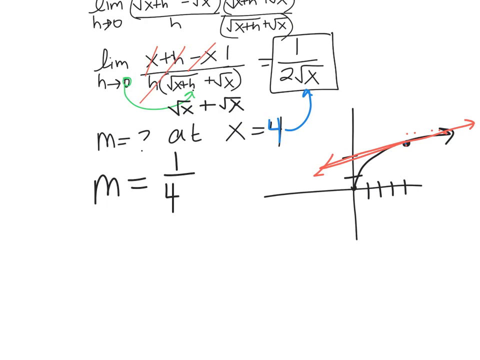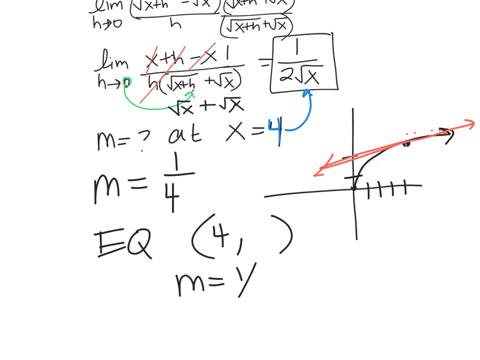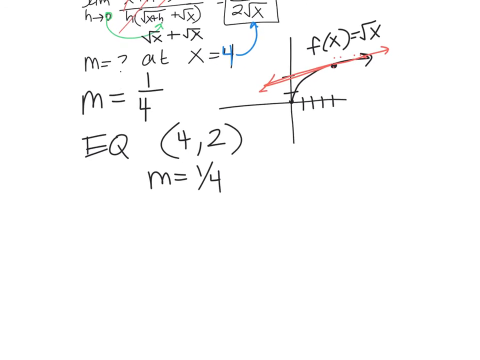Now let's find the equation. In order to find the equation of that red line, you need a point and a slope. Well, I've got half of a point and I've got a slope. What's the other half of the point? 2. The point is (4, 2). If you ever wonder how you find that, you go back to the original function and find its y value at 4. And then you write an equation for that. Point slope form. Love point slope form.